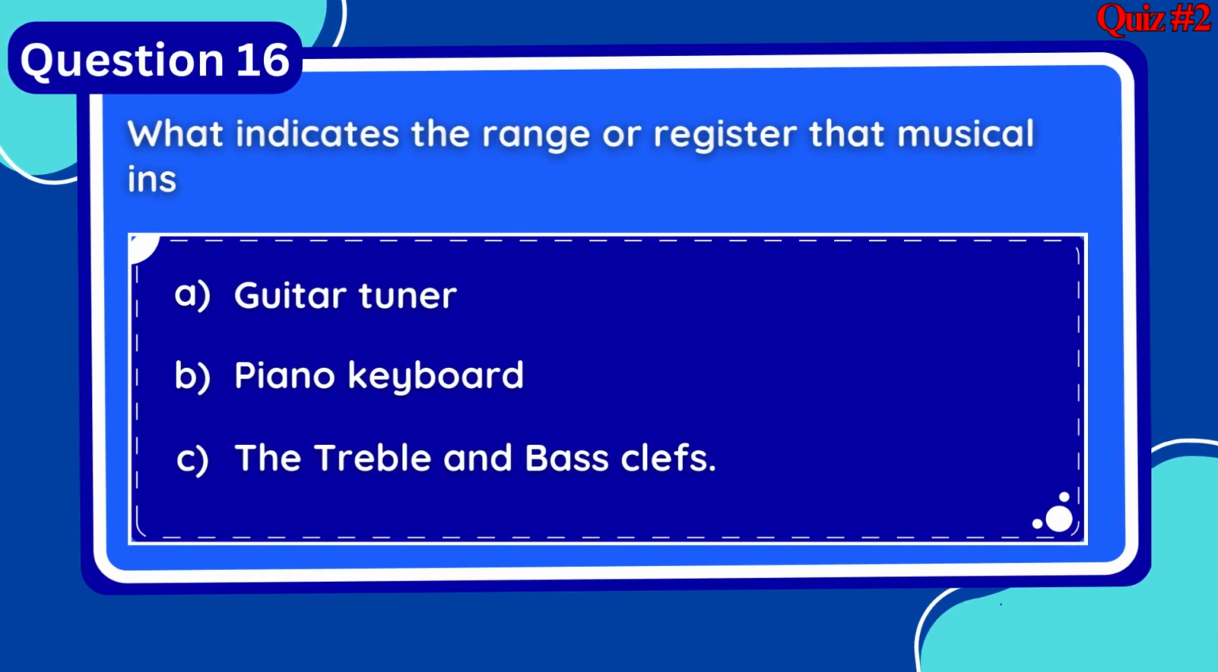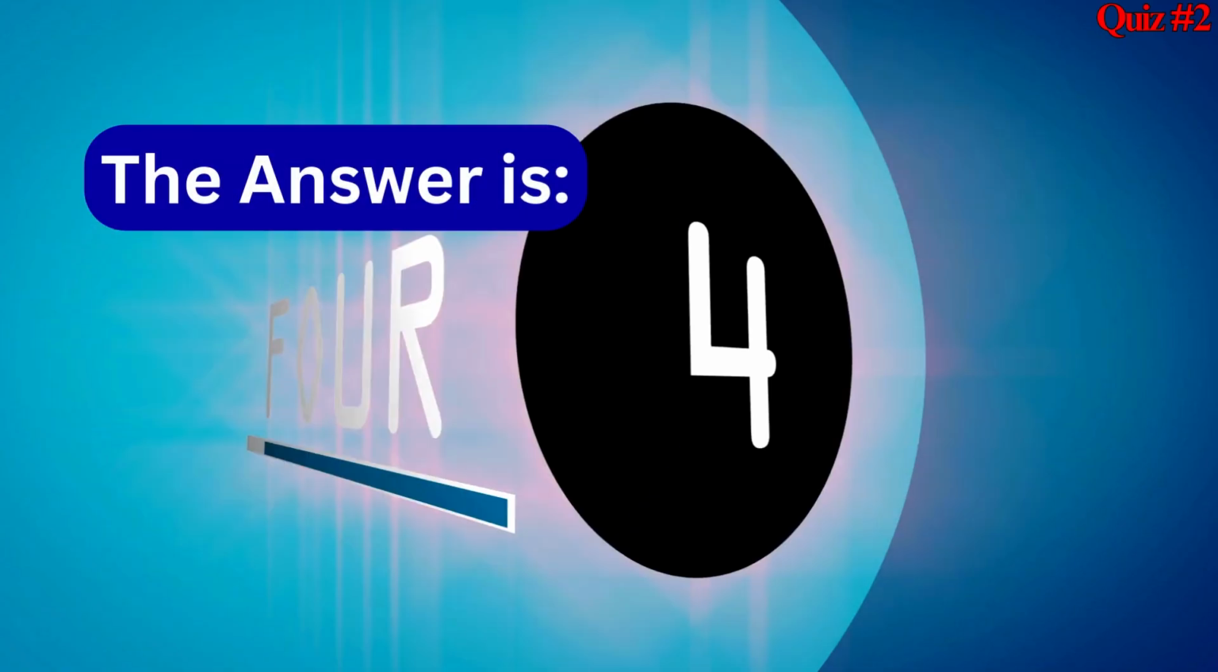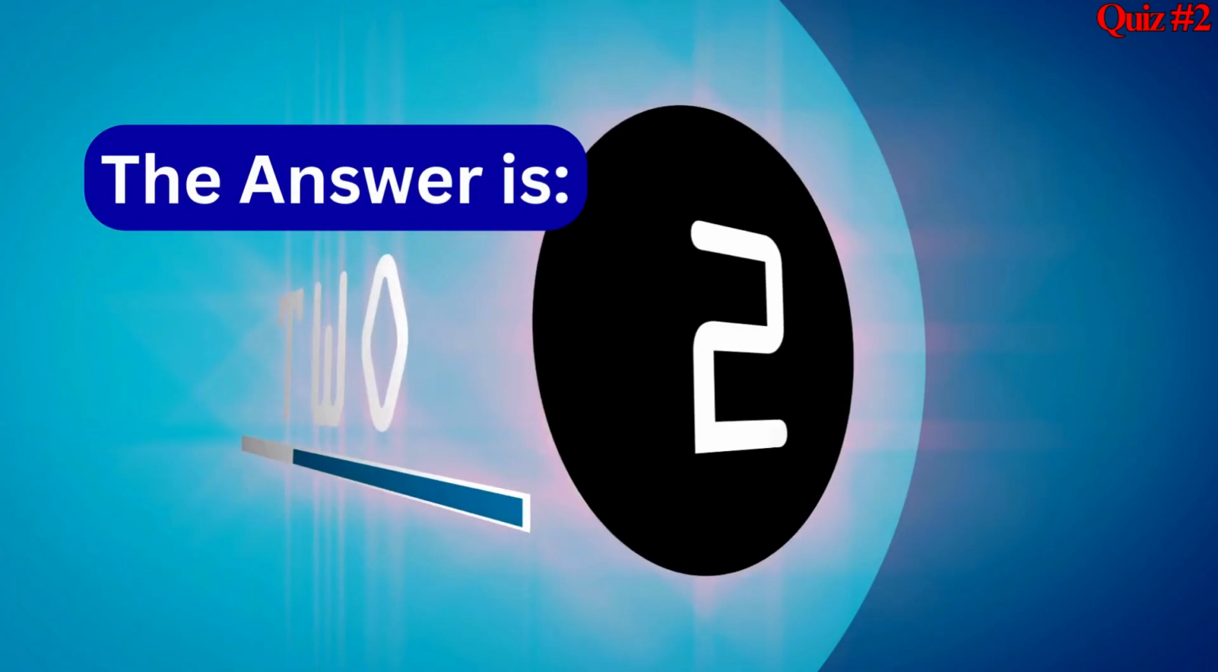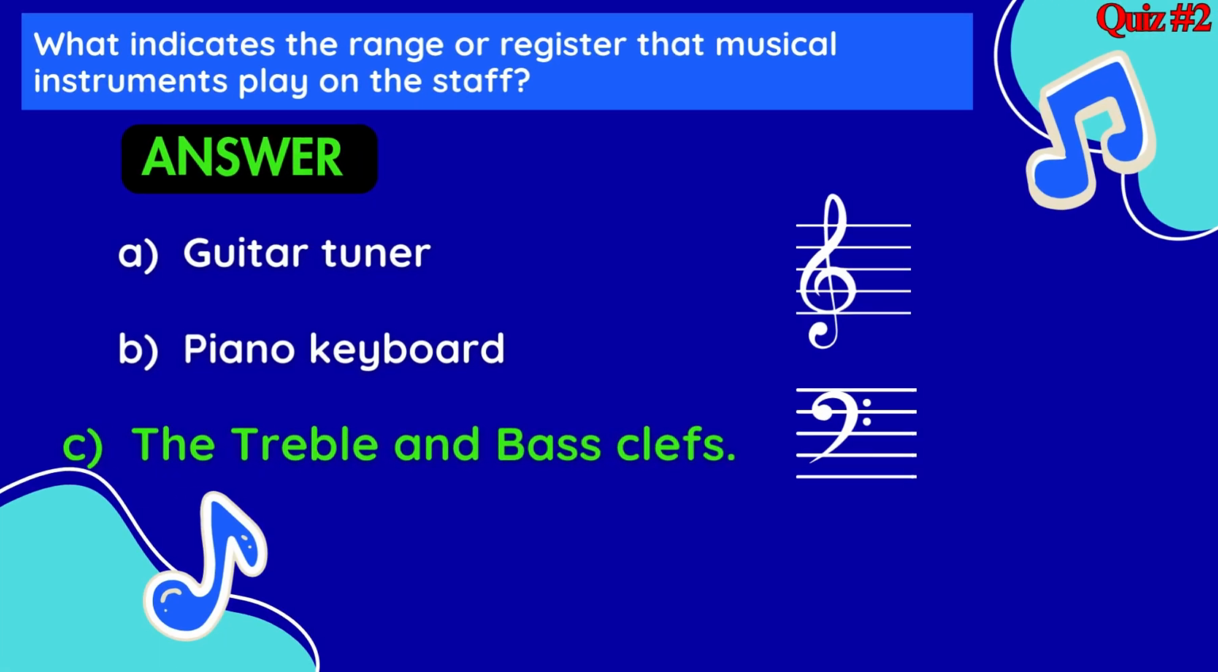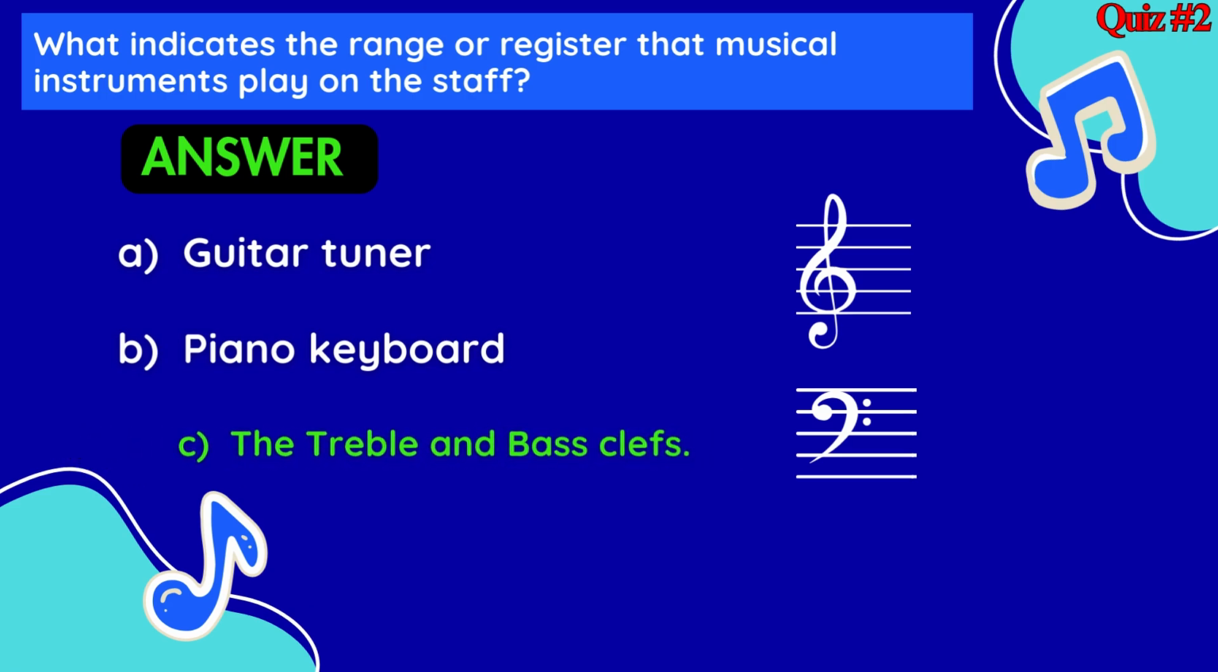Question 16. What indicates the range or the register that musical instruments play on the staff? A, the guitar tuner, B, the piano keyboard, or C, the treble and bass clefs? And the answer is C, the treble and bass clefs.